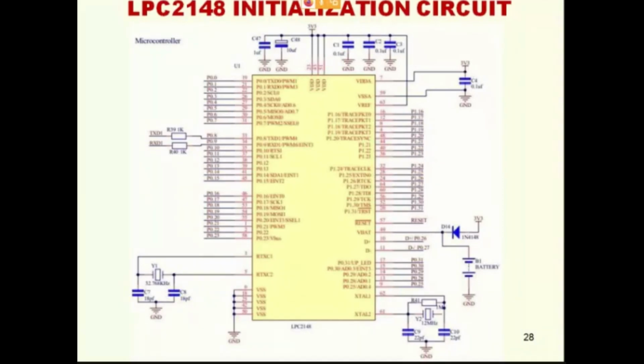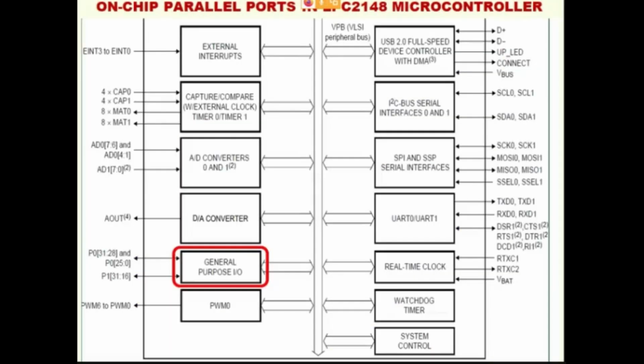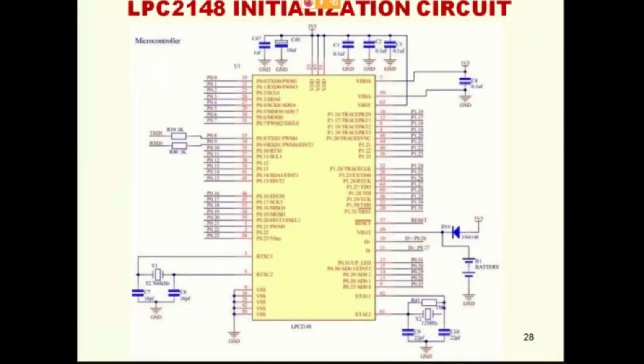Now let us look at the screen. It's very interesting. This is the data sheet. When we are developing any embedded system, looking at the data sheet is very important, and looking at the block diagram and the parallel port is very important. After understanding the data sheet, we have to draw the circuit diagram like this. This is the circuit diagram of an LPC2148 microcontroller circuit. So this is the initialization circuit. There are VCC and decoupling capacitors, crystal oscillators and ground, all those things are connected.